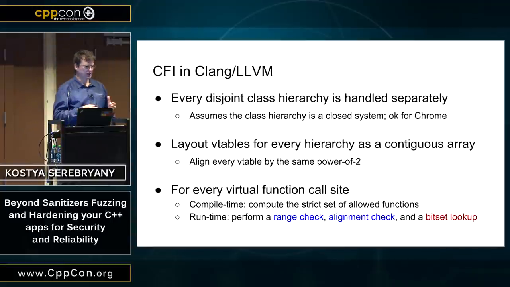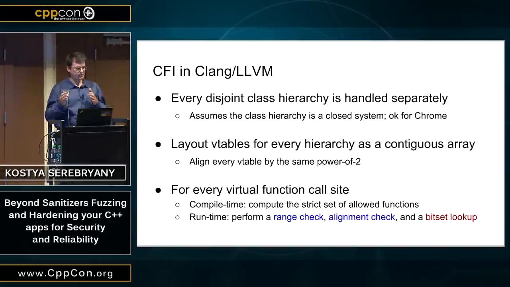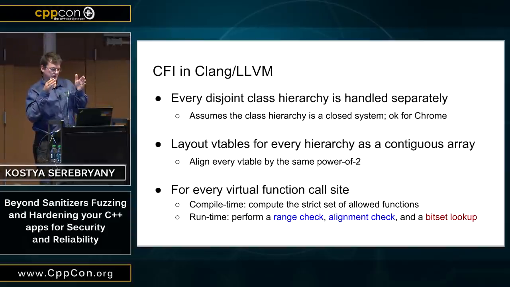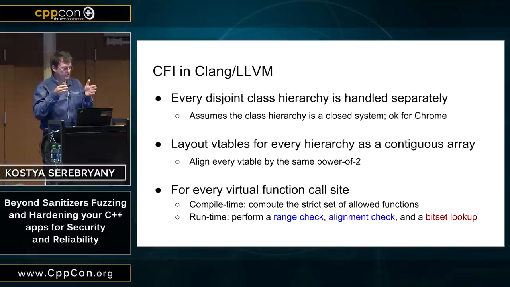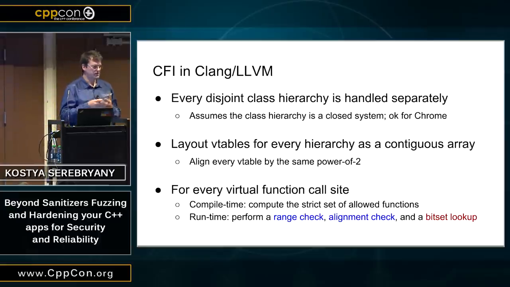And at runtime, we perform three checks. Range check, that we are within this contiguous array. Alignment check, that the virtual pointer is actually aligned by the power of 2 we wanted. And then a bitset lookup. And the bitset is built statically at compile time, based on what functions are allowed and not allowed.